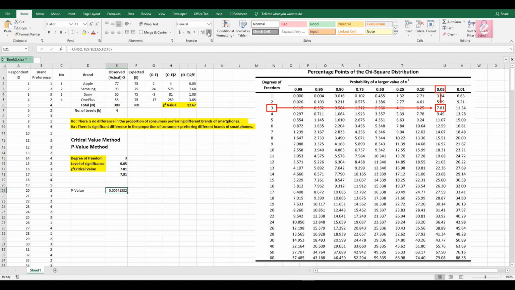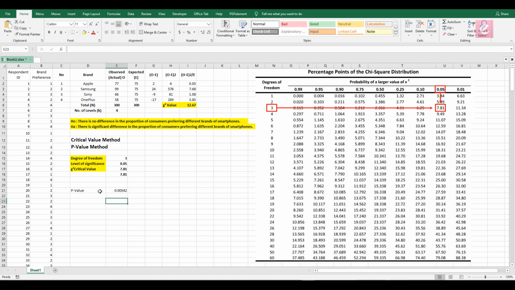You round it up: 0.0542. So this is the p-value. If you know the p-value, you can directly get the chi-square value. There's an equation in Excel to find out the chi-square value using the p-value.